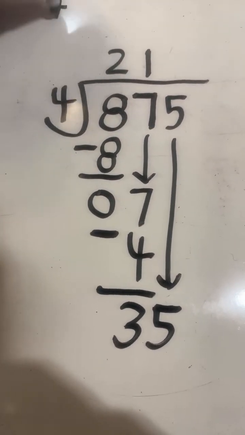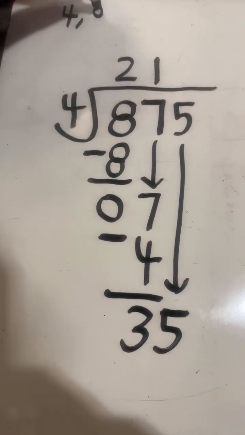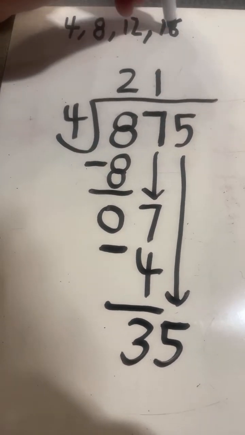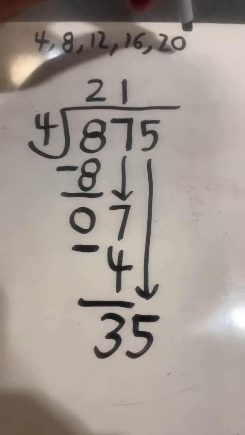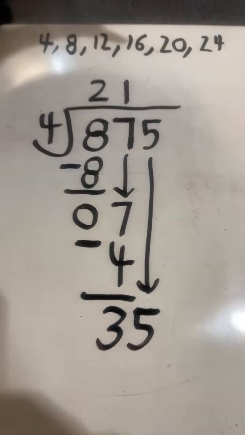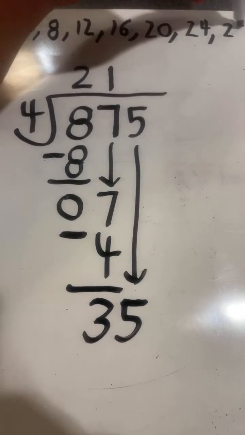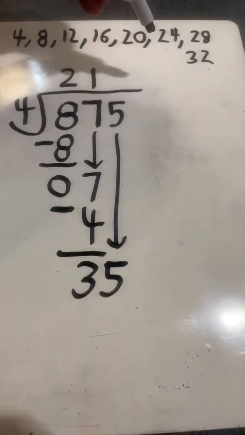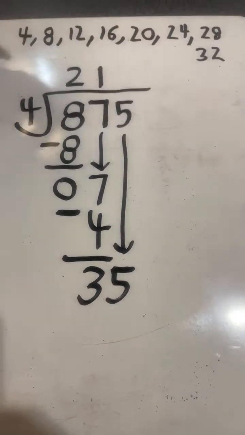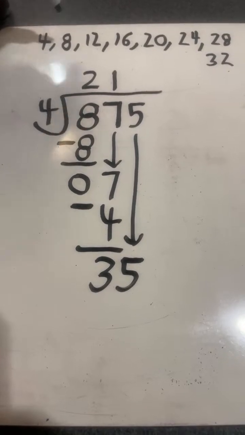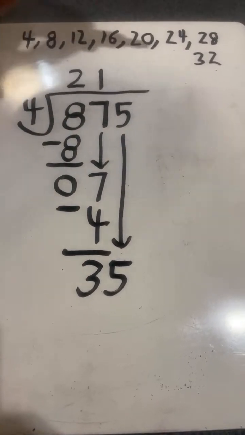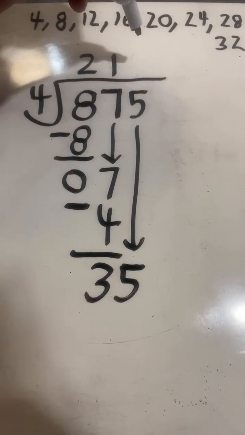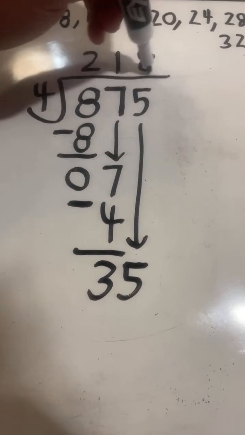Counting by 4s, 4, that's one group. 8, we were at 2 groups of 4. 12, 3 groups. 16, 4 groups of 4. 20, 5 groups of 4. 24, 6 groups of 4. 28, 7 groups of 4. 32, 8 groups of 4. Now if I count by 4 again, I'll be at 36. That's too far. But I was able to get 1, 2, 3, 4, 5, 6, 7, 8 groups of 4 within 35. 35 divided by 4 equals 8.